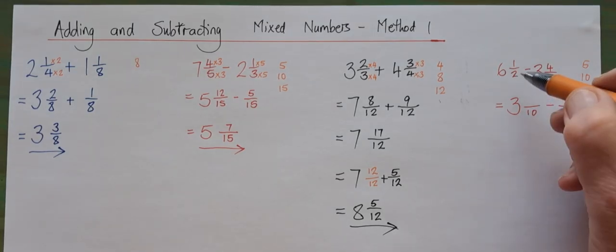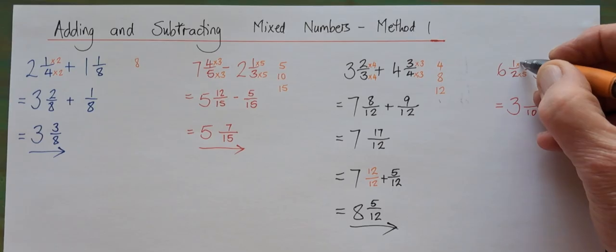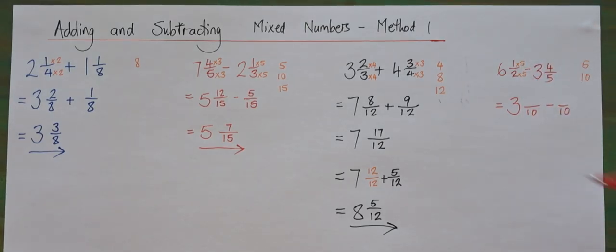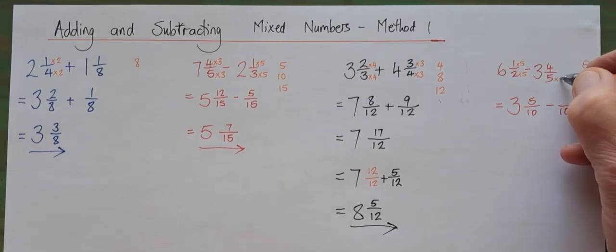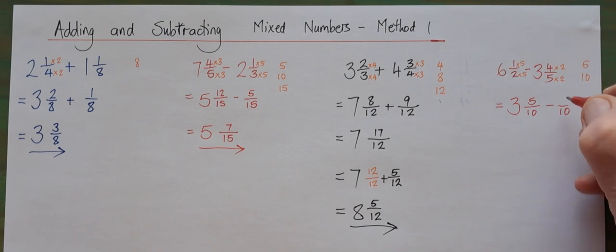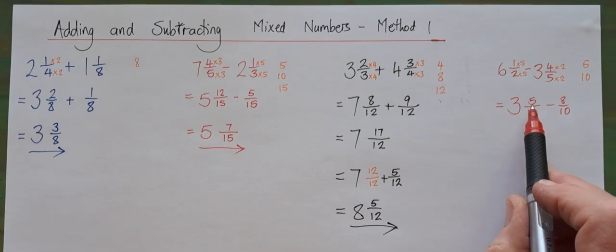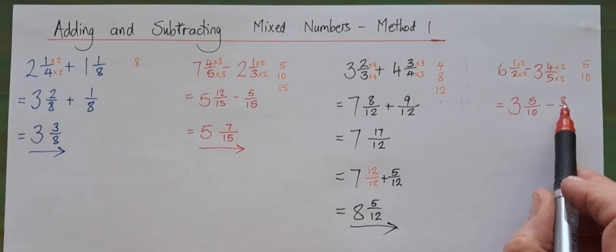Right, how did 2 become 10? I multiplied it by 5, so do the same to the numerator, and I have a numerator of 5. How did 5 become 10? I multiplied it by 2, multiply the top by 2, and I have a numerator of 8. And now I have a bit of a problem, because I cannot say 5 minus 8.